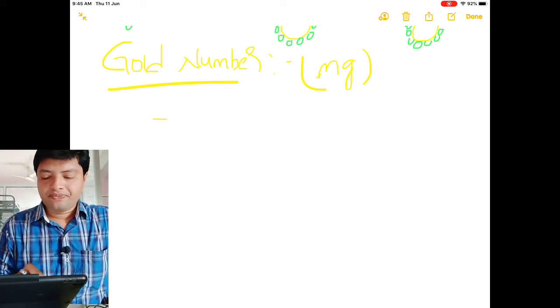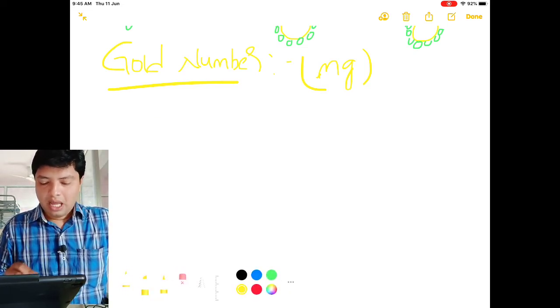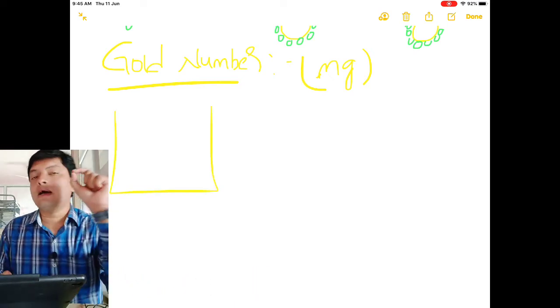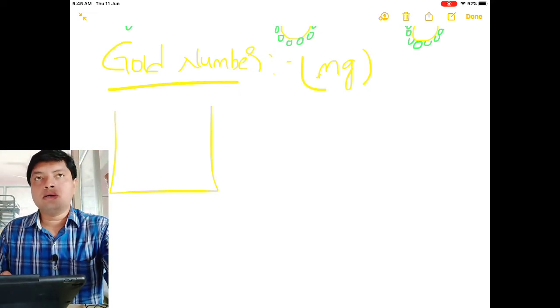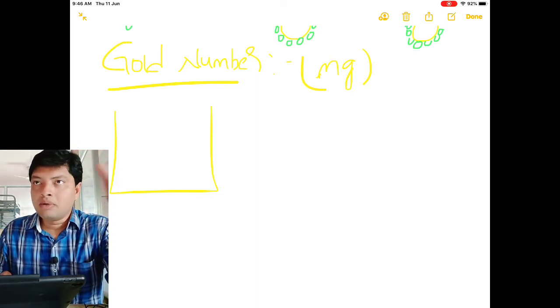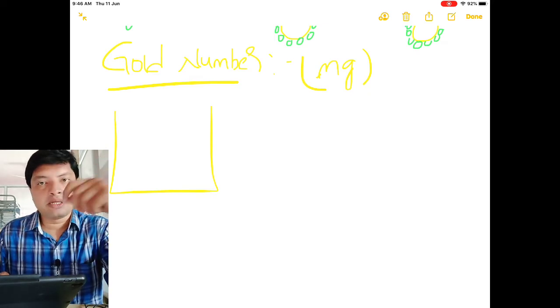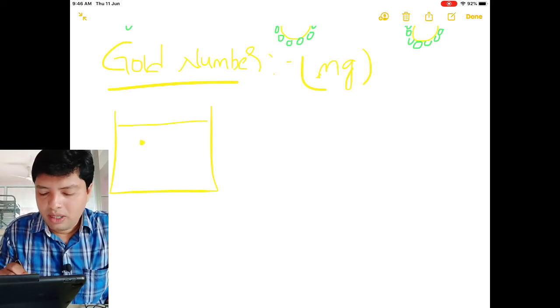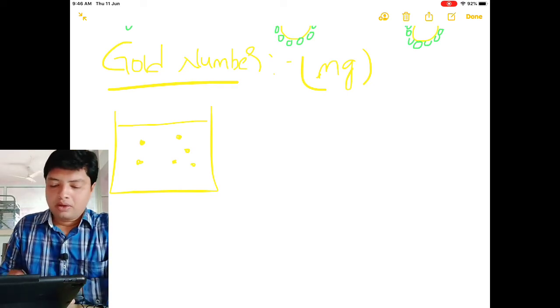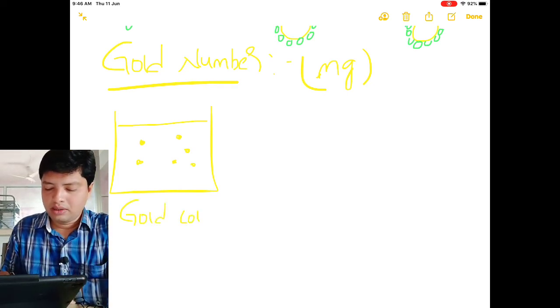Now, before going to the gold number, you need to remember some numbers I will be taking out here, like 10 ml, 10%, 1 ml. You need to remember these numbers. Okay, careful. So, assume that you have a gold colloid here, which is already stable due to the zeta potential.